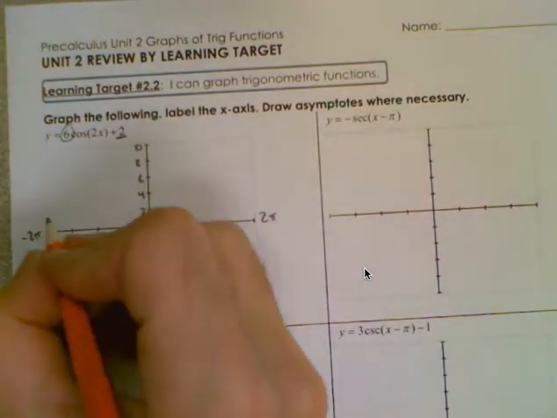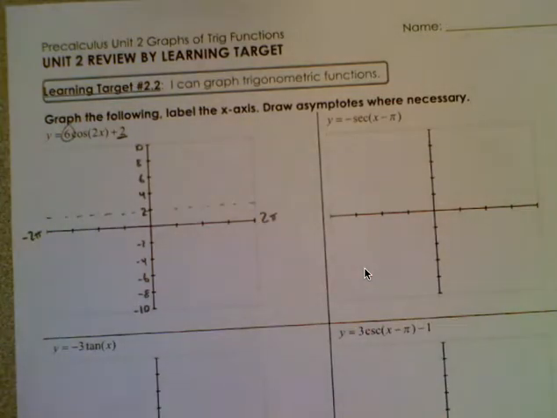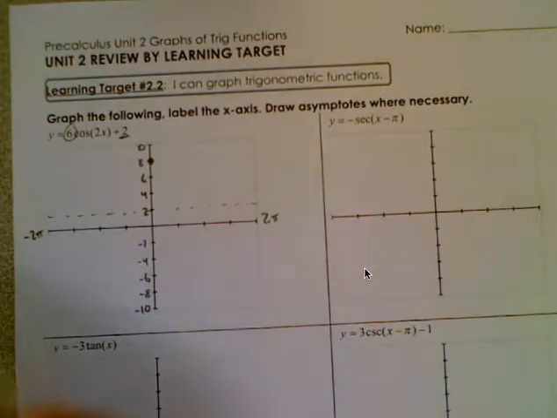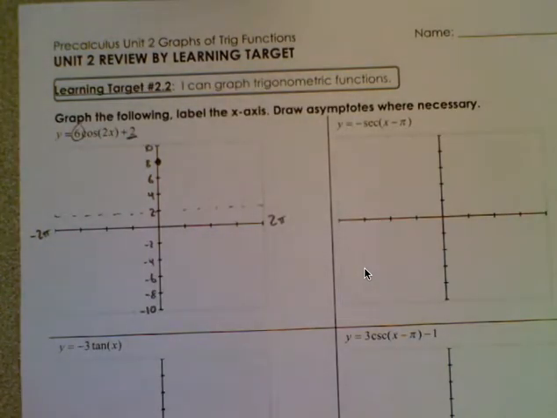So I'm going to put in my midline here at 2. I know that a cosine curve normally starts above the midline, and because the amplitude is 6, I'm going to start 6 above. So I'm up here at 8. You'll notice that I didn't have to go left or right at all. There's no horizontal shift in this graph. I do need to start thinking about the cycles and the period.